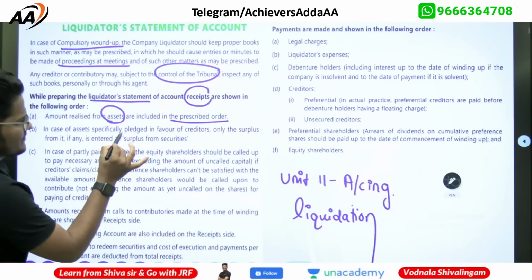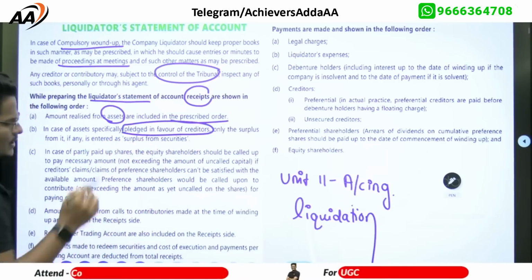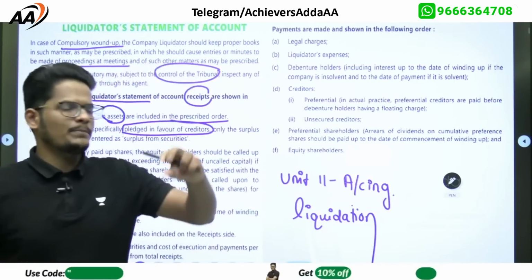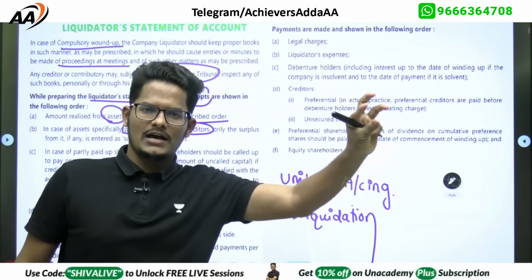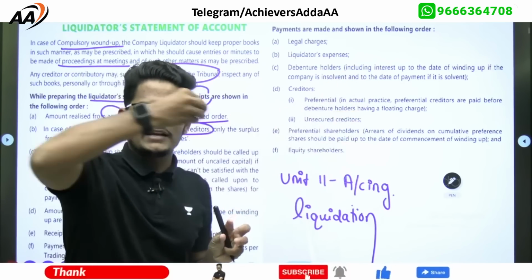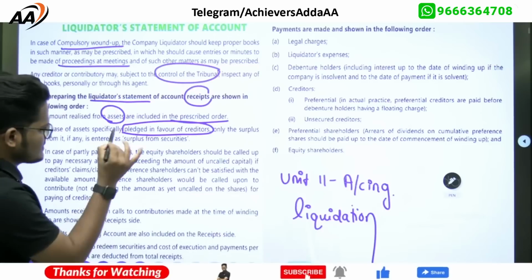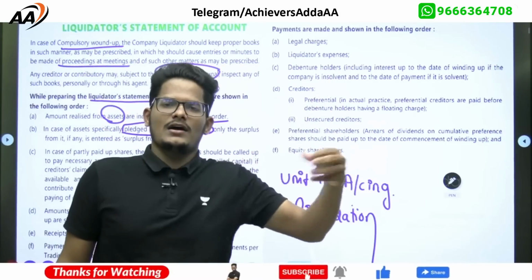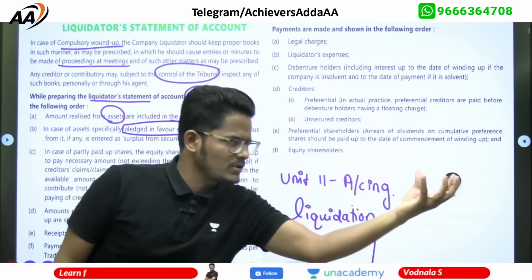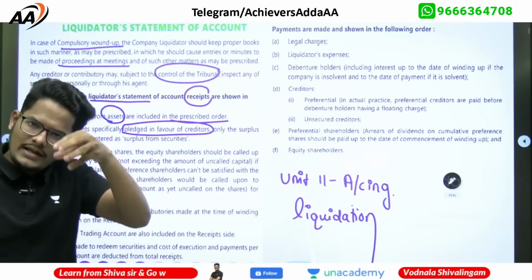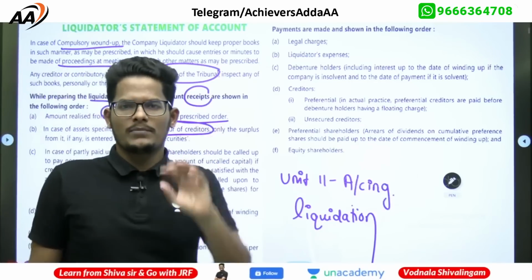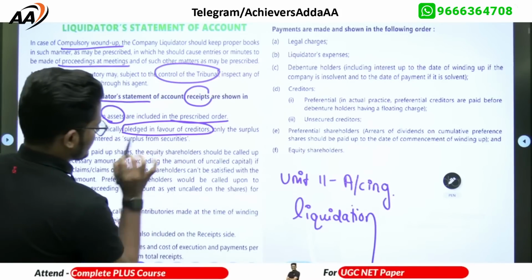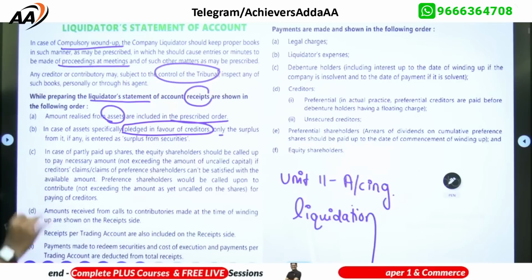In case of assets specifically placed in favor of creditors, suppose there is a loan, and asset number A on the balance sheet is pledged with this particular loan. That means, being pledged in favor of the creditors, only after selling that particular asset A will you get an amount. That amount will be utilized to pay only the creditors on whom you got a pledge. That's what placed in favor of creditors means, and only the surplus from that particular asset.